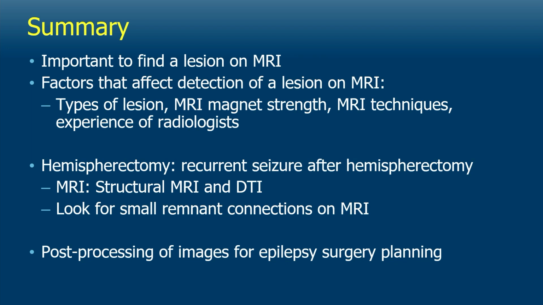And then in the last part of the presentation, we looked at post-processing of images for epilepsy surgery planning. We reviewed how we use structural imaging and also diffusion tensor imaging to show where the critical wiring that controls movements is. We can also do it for other critical wiring as well. And all these post-processed images can be transferred to the operating room to help the neurosurgeons as they're doing their surgery.